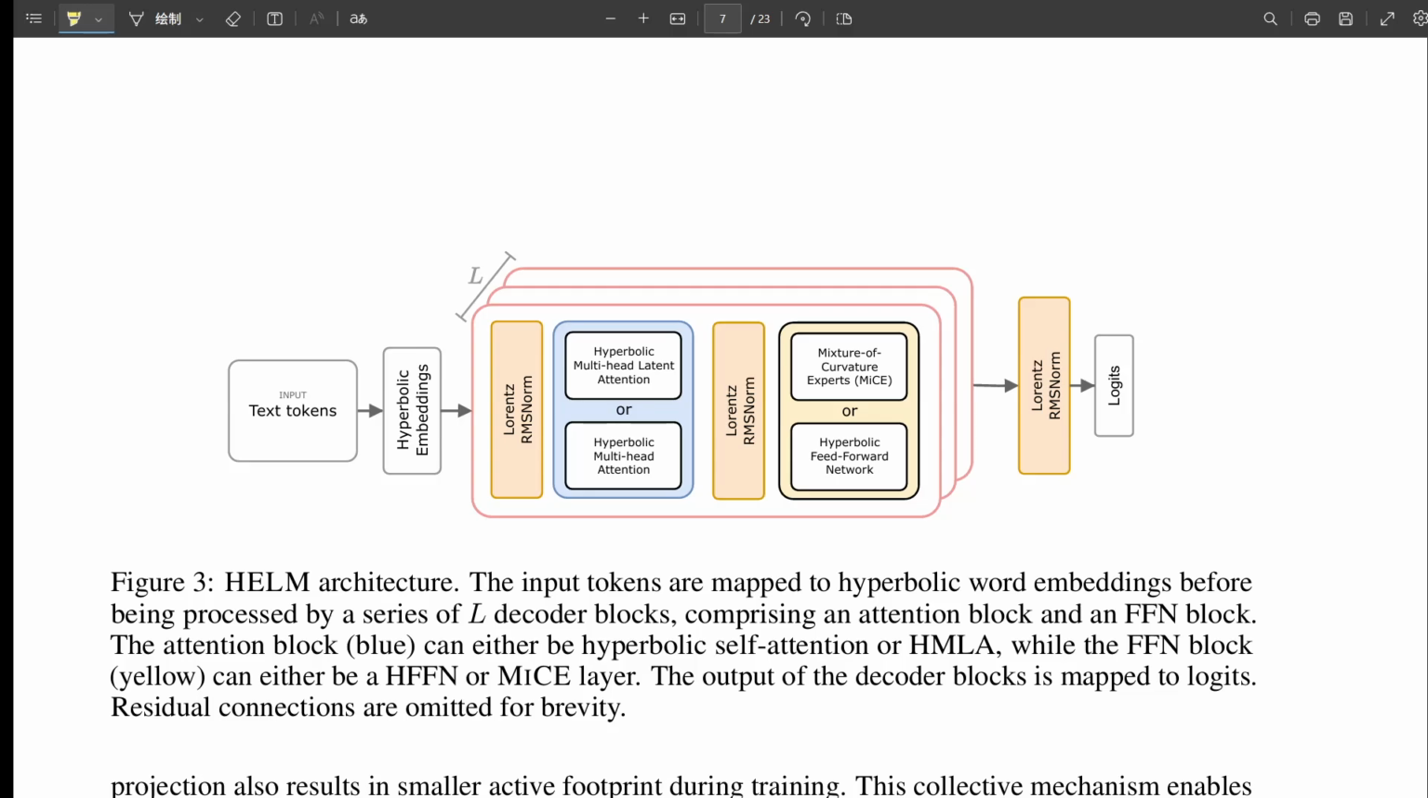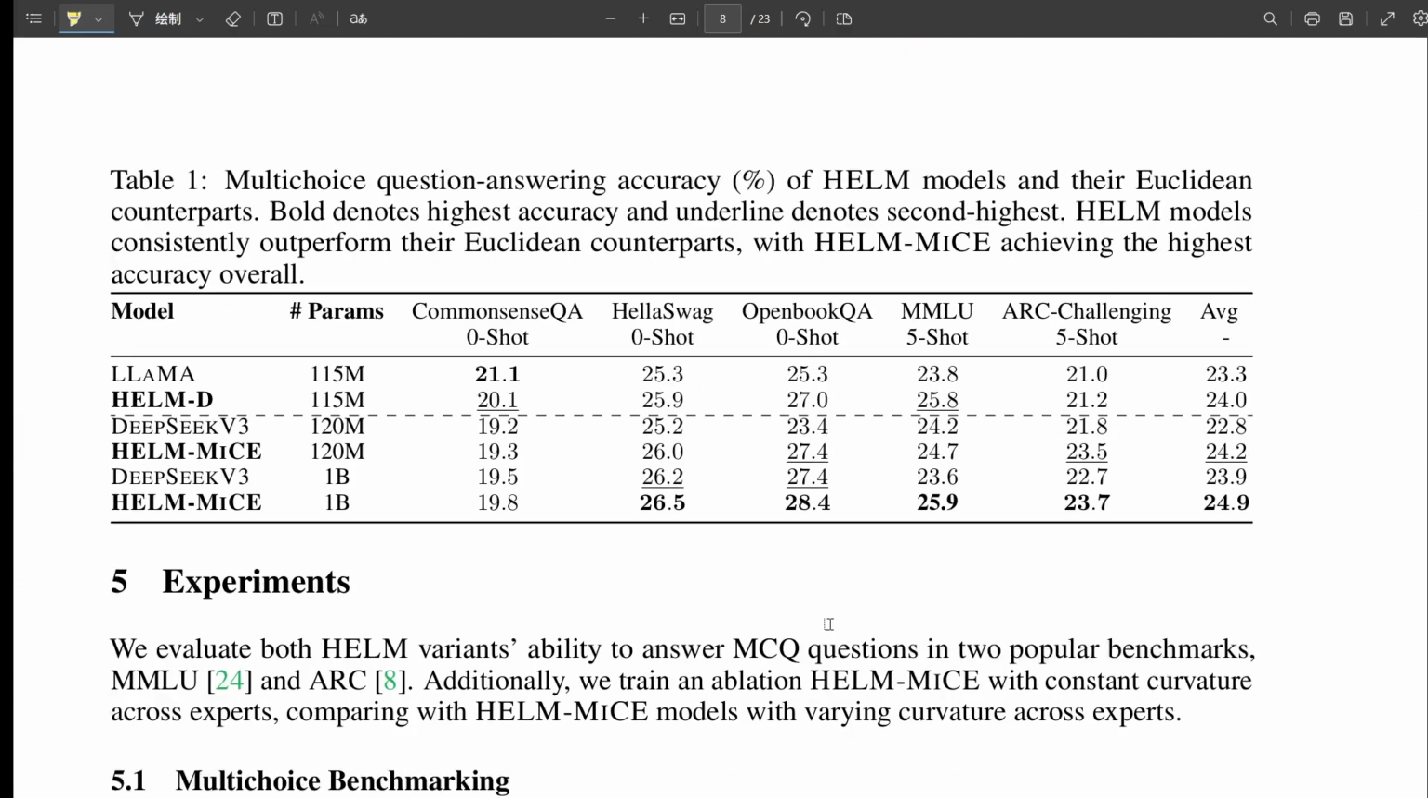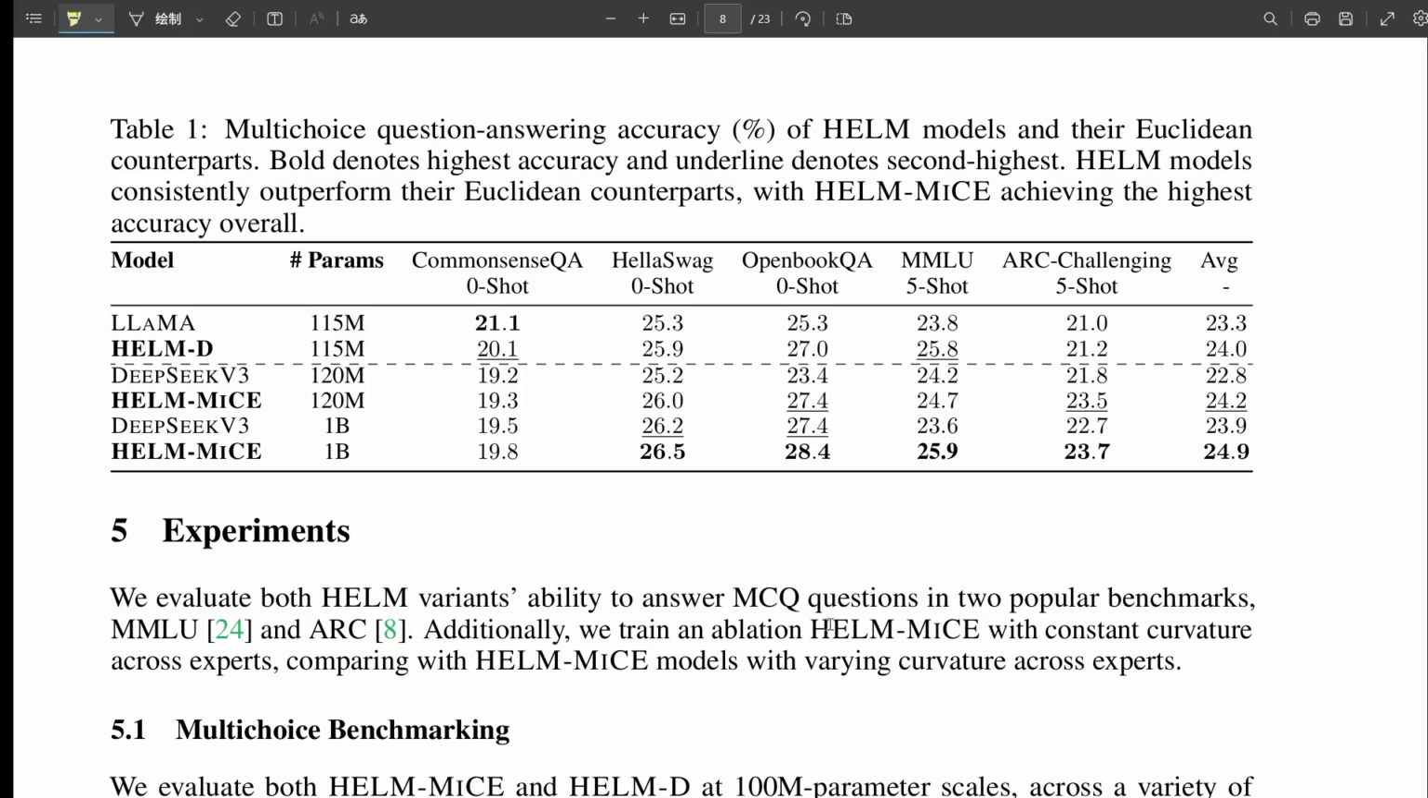They built two main variants, HELM-MiCE using the Mixture-of-Curvature Experts, and also a dense version called HELM-D for comparison. And here's a milestone. They trained these as fully hyperbolic LLMs up to 1 billion parameters. That hadn't really been done effectively before. 1 billion parameters, fully hyperbolic. Wow. And how did they test them? Table 1 shows the results. They trained HELM alongside comparable-sized Euclidean models, specifically LLaMA and DeepSeek-V3 variants, all on the exact same dataset. 5 billion tokens from Wikipedia.